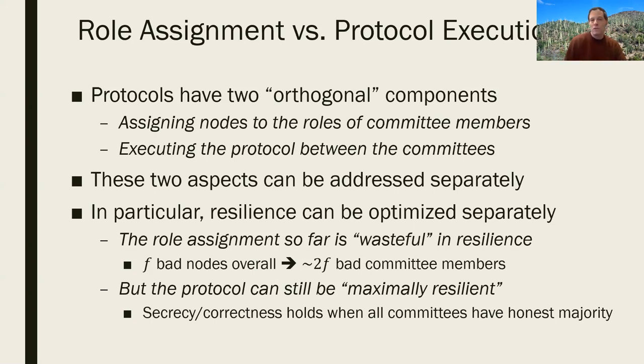You can ask about resilience of both of these components separately. So the role assignment that I described so far is wasteful in resilience, in the sense that if you have a fraction F of bad nodes overall, then you get roughly 2F fraction of bad committee members. So the role assignment was wasteful, but the protocol for passing the secret still has maximum resiliency. As long as you have honest majority in the committees, then the secrecy and correctness still hold.